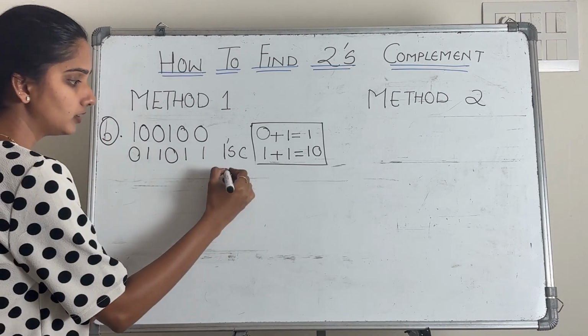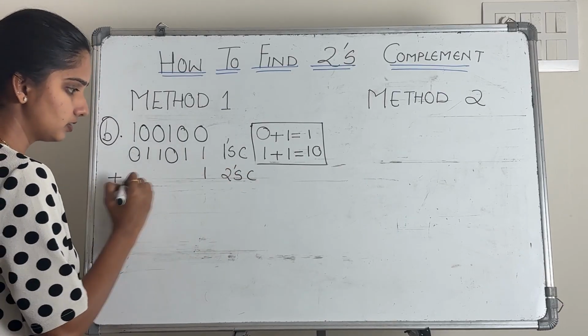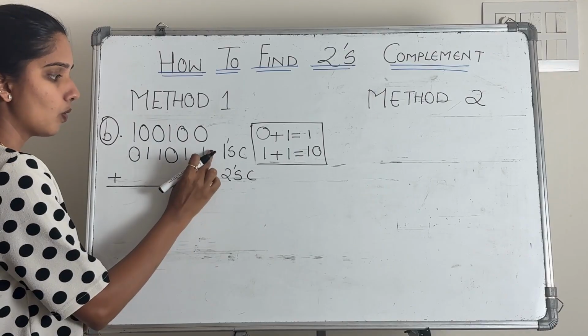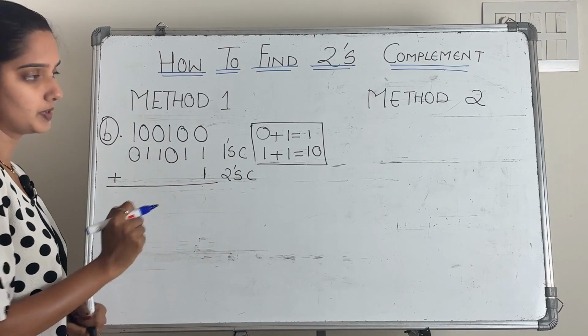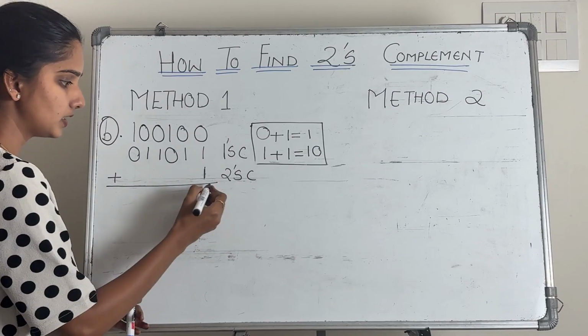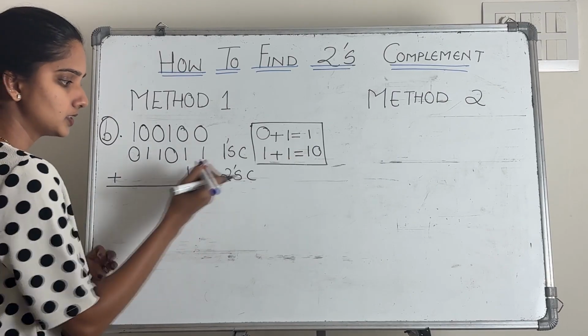So in order to find the 2's complement, what you're going to do? You're going to add the binary number with 1. So what does it say? 1 plus 1 is what? 1 plus 1 is 1 and 0. So basically, 1 plus 1, it is 0, and this 1 I am writing over here.